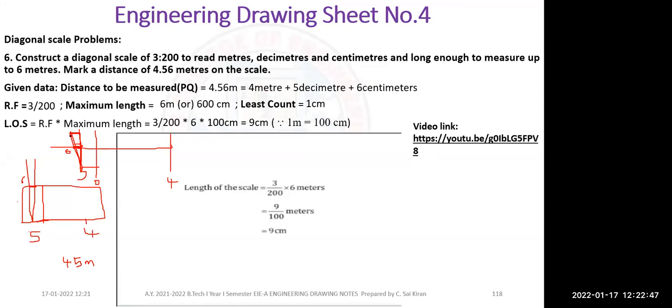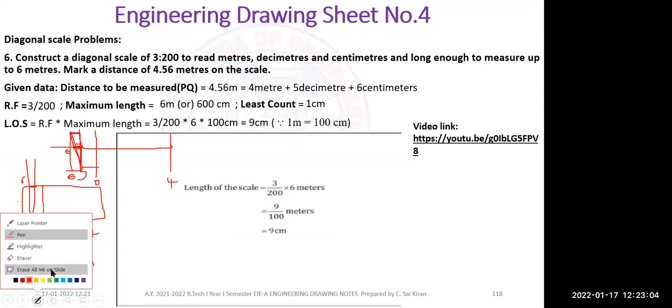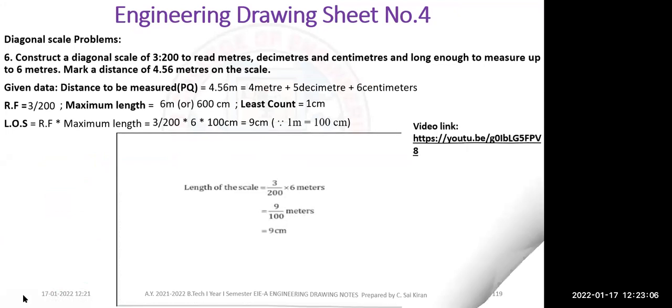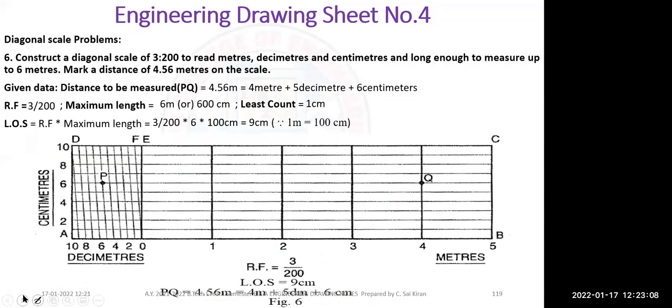This is nothing but the vertical line. If I draw here, this is my 6th point. If I want to measure 4.6, this is my 4.6. If I want to measure exactly 4.56, this is my 4.56, and this is 0.04 meters, this distance. That is the principle we use here in the diagonal scale, to measure one more division. So this is the problem.